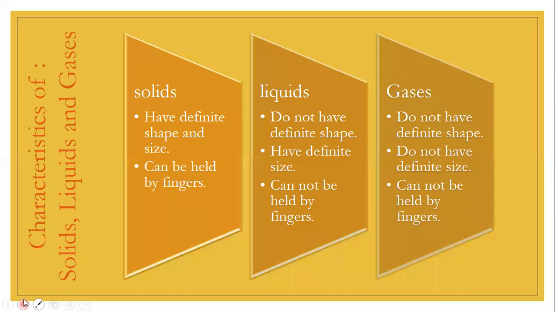So the characteristics of solids, liquids and gases. Solids, as we said, have definite shape and size and can be held by fingers. Liquids don't have definite shape but have definite size and cannot be held by fingers. Gases don't have definite shape, don't have definite size, and cannot be held by fingers.